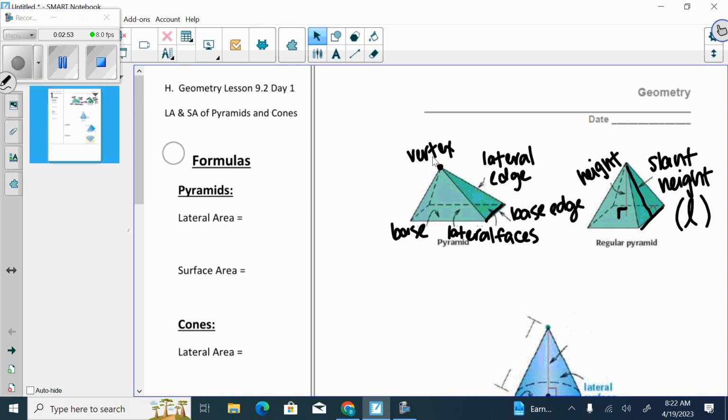So for lateral area in a pyramid, our formula is 1/2 P times L, where P stands for the perimeter of the what? The base, right? And then the slant height, as we know, is going to be the height of one of those triangles' bases. And remember, lateral area is everything except the base, right? So my formula for surface area is going to be the same thing, but include the base's area, right? So it would be the base area plus that 1/2 perimeter times slant height.